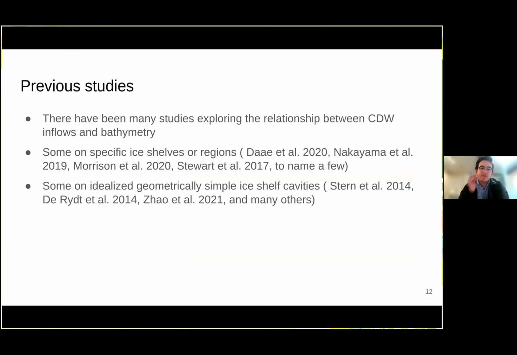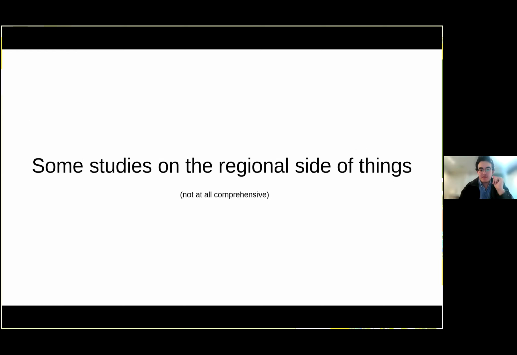There have been a lot of previous studies that explore the relationship between CDW inflows and bathymetry. Some of those have been on specific ice shelves or regions, in observations or in models, and some have been on idealized, geometrically simple ice shelf cavities. So here are some studies on the regional side of things. I just picked two that I like.